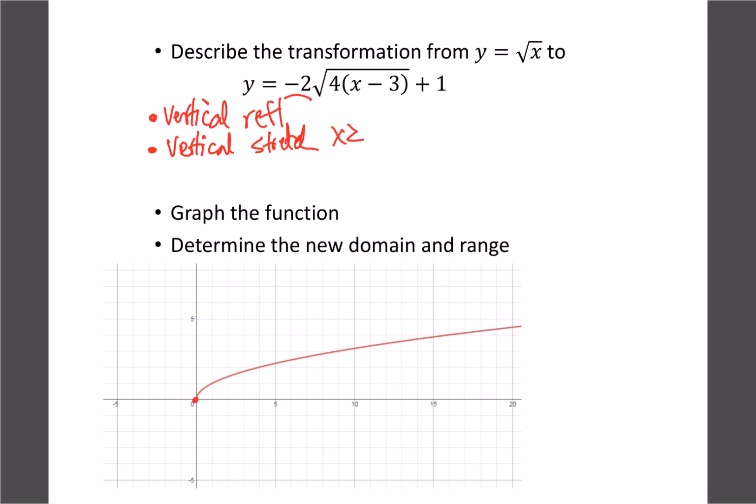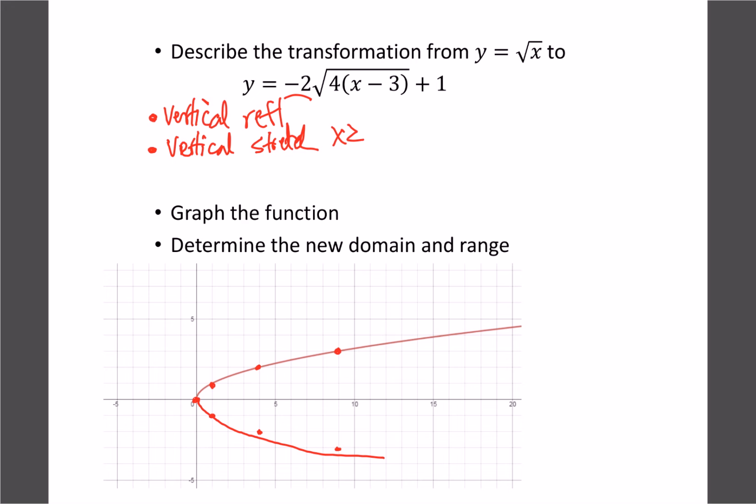So let's stick with our easy coordinates, our 0, 0, 1, 1, 4, 2, 9, 3. That's good enough. So let's do our vertical reflection. Those will go downwards, so that one will drop down, this one will drop down, and our 9 will drop down. So our vertical reflection would look something like that.